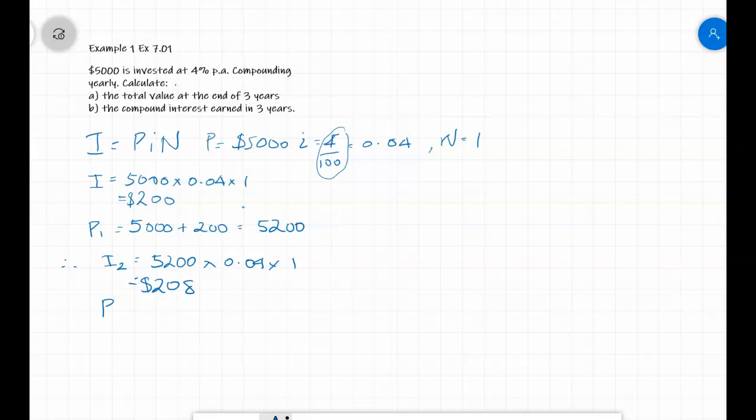So in my new principal, the principal for, so it's year 1, year 2, year 3, the principal for year, make that year 2, sorry, is equal to 5,200 plus 208, gives me 5,408. So here we go.